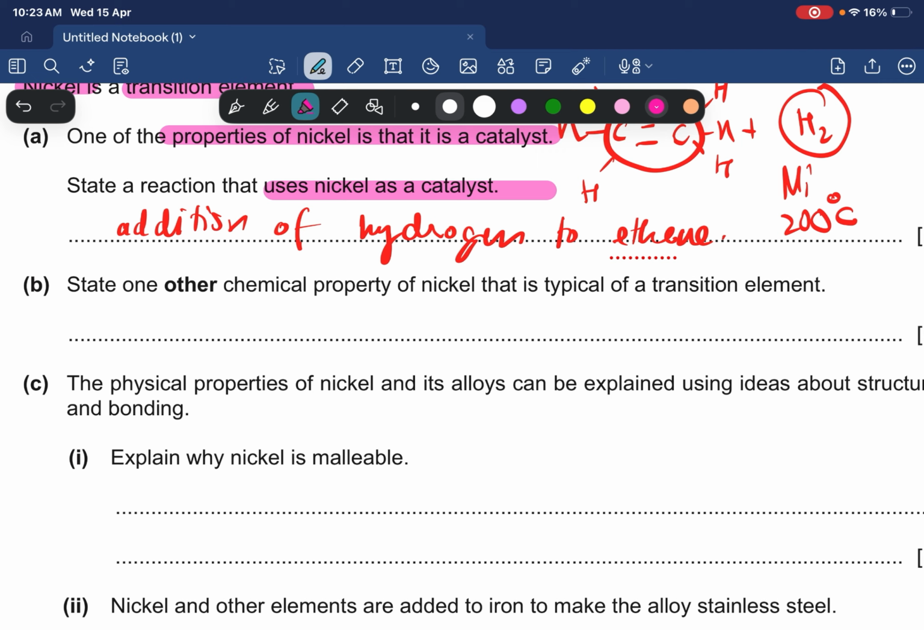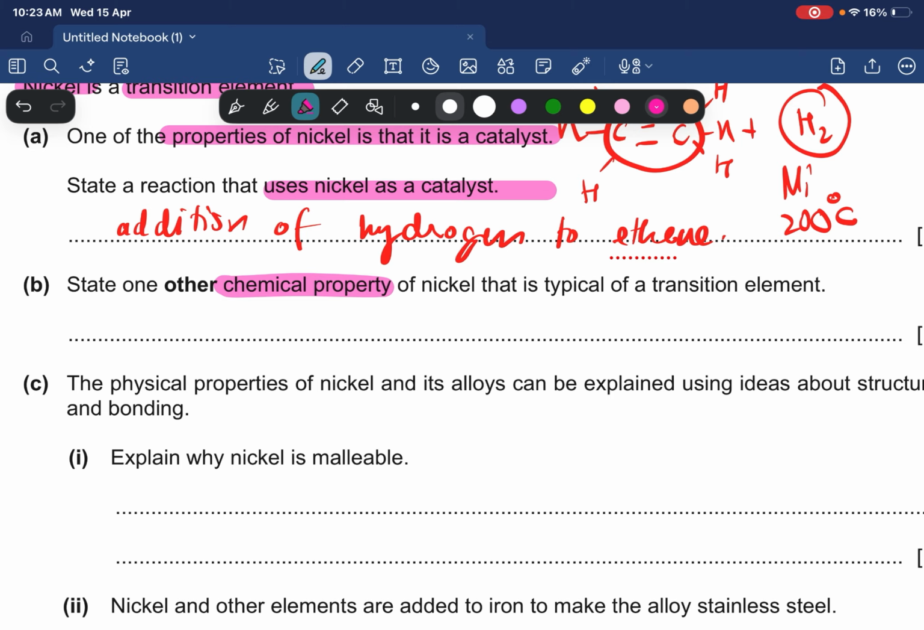Forming a colored compound is a physical property because you can see it. The things you see are physical properties, right? High density is a physical property because you can see it. You put it in water, you see it sinks because it has high density. But can you see the oxidation state on nickel? Can you see the oxidation state on copper? No, you cannot, because it's a chemical property.